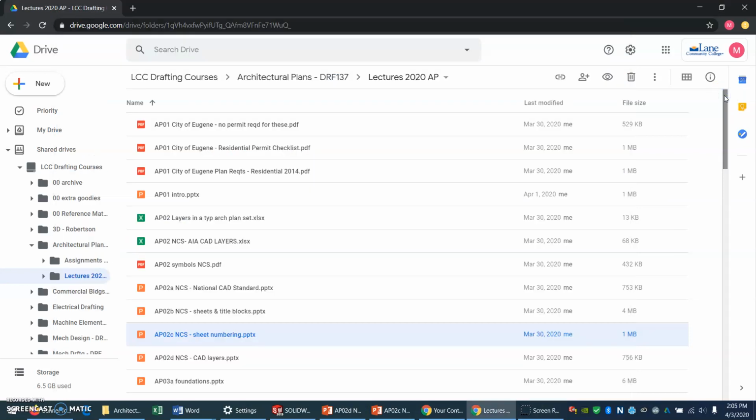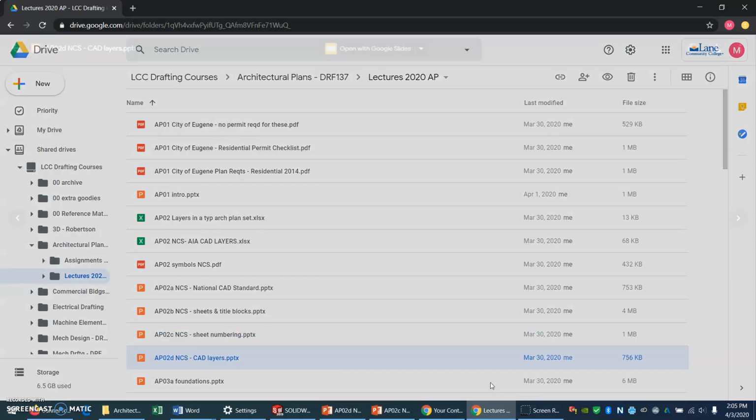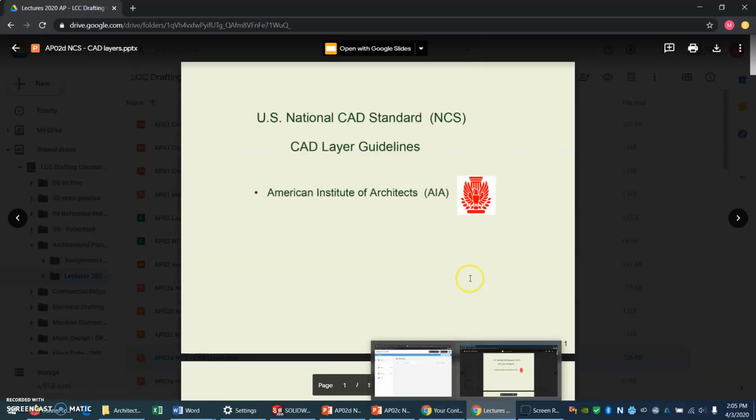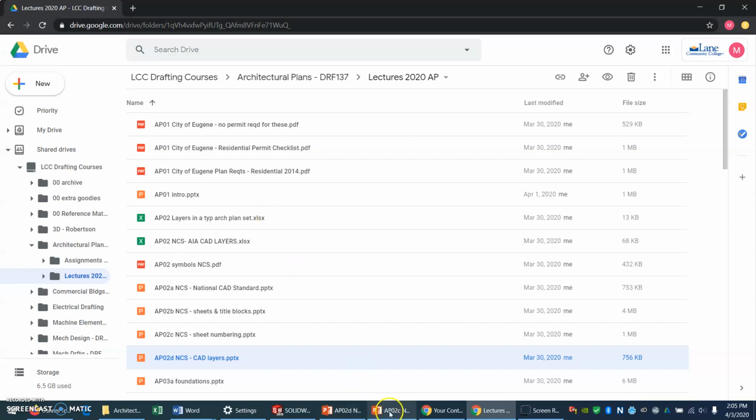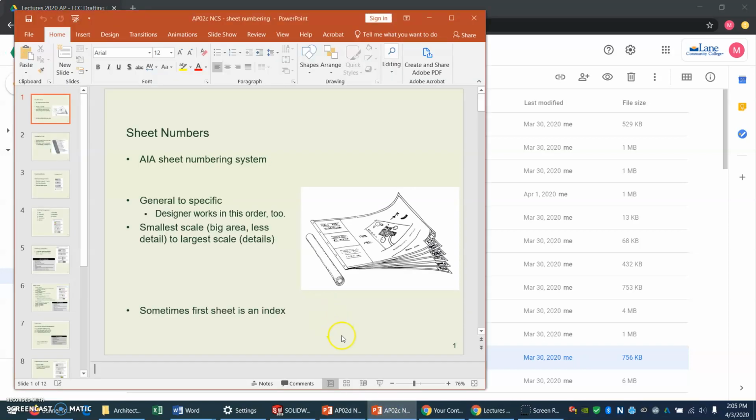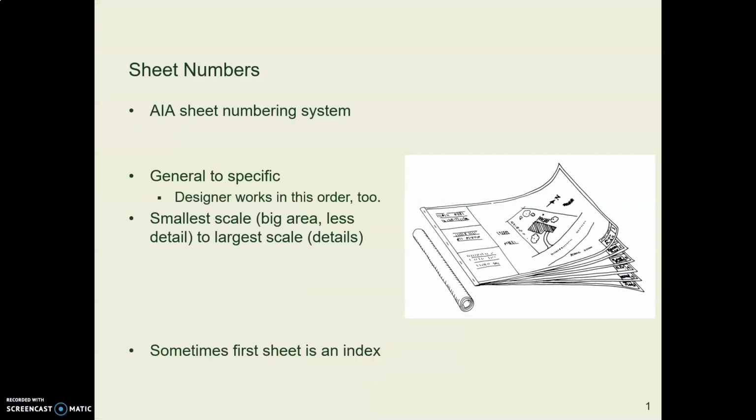All right, the next module in the National CAD Standard talks about how sheets are organized, basically the sheet titles and sheet numbers. Let's go look at Lecture 2C, which is about sheet numbering.